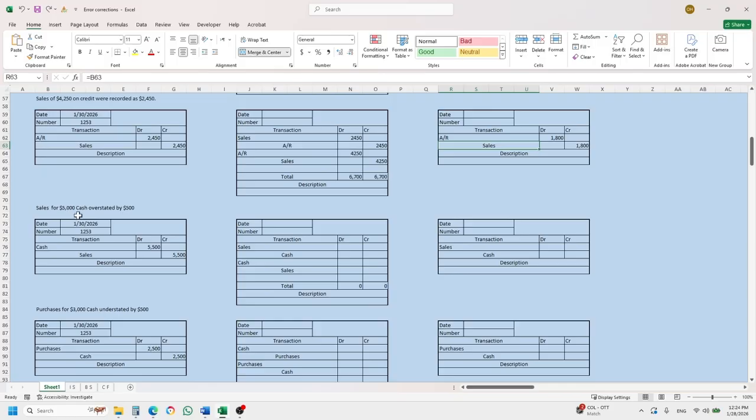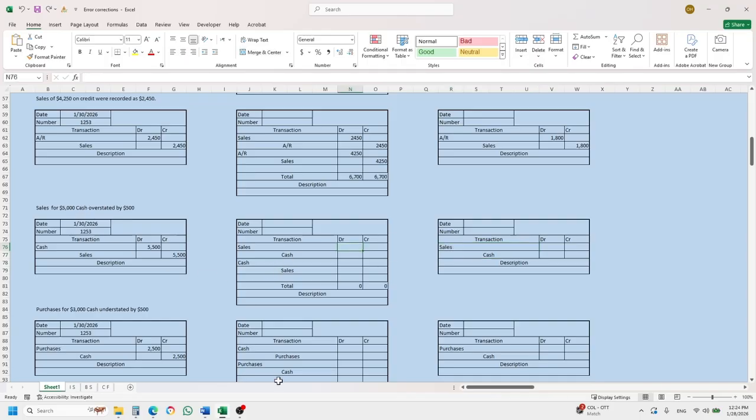Sales of 5,000 cash overstated by 500. It's the same as this one, an error in the original journal entry, but the trick here, if you see, when accounts receivable was debit, we put it debit also. Sales debit, here debit also. But in this case, we're gonna change it because sales is overstated.